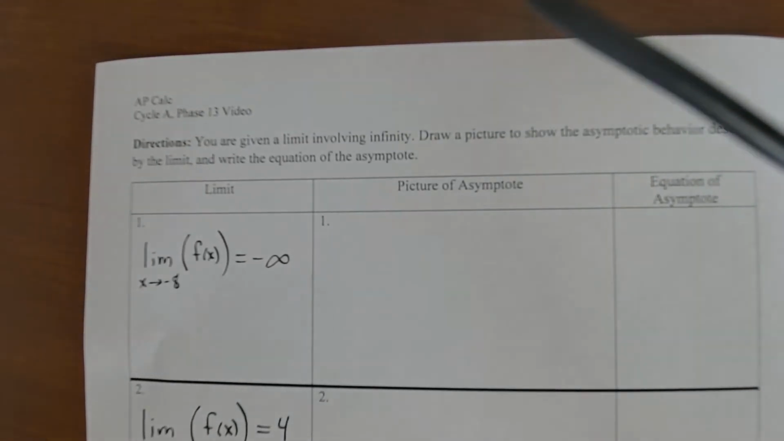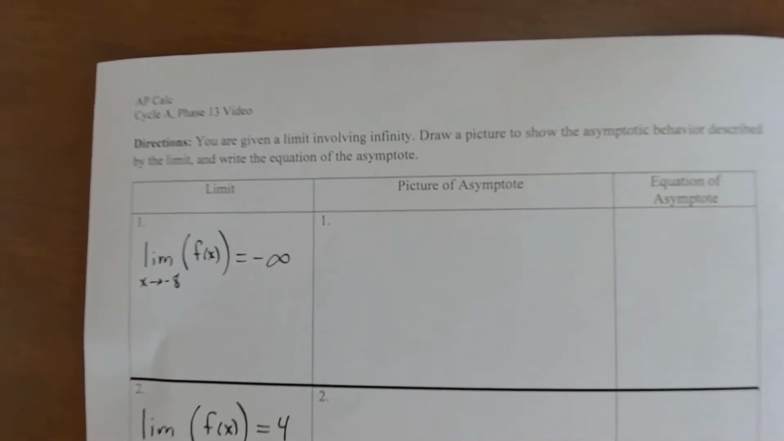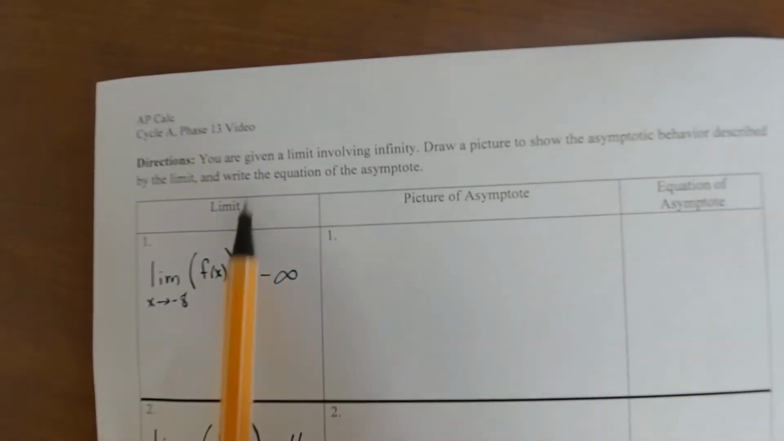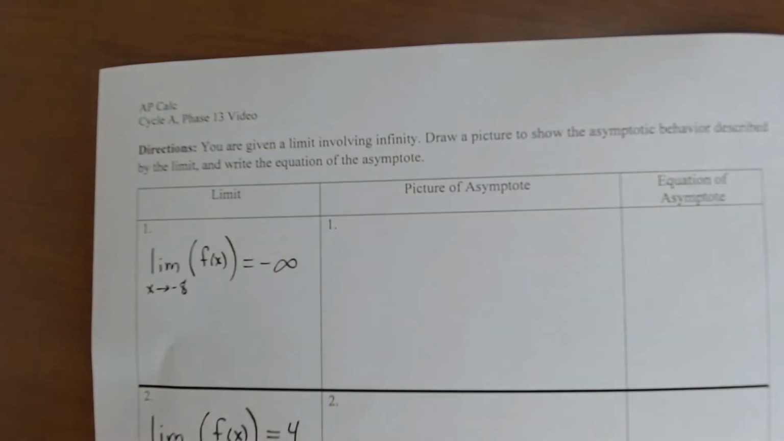Okay, so here's video 13. You're given a limit involving infinity. If a limit involves infinity, it describes asymptotic behavior. Like as x gets very large, y does something, unless they're both going to infinity. If they're both going to infinity, it wouldn't be an asymptote.